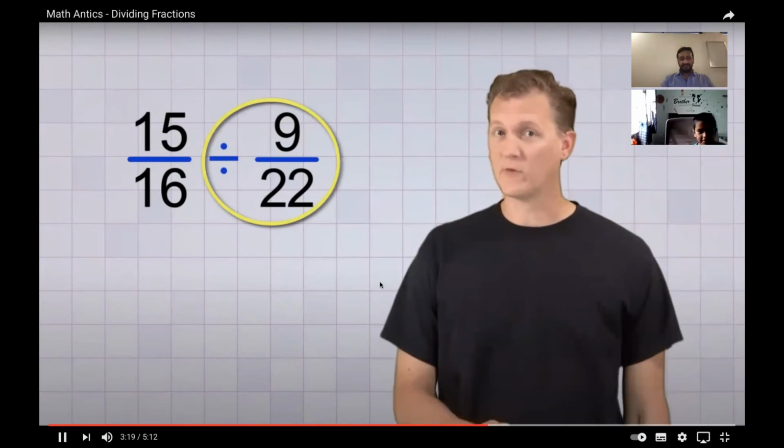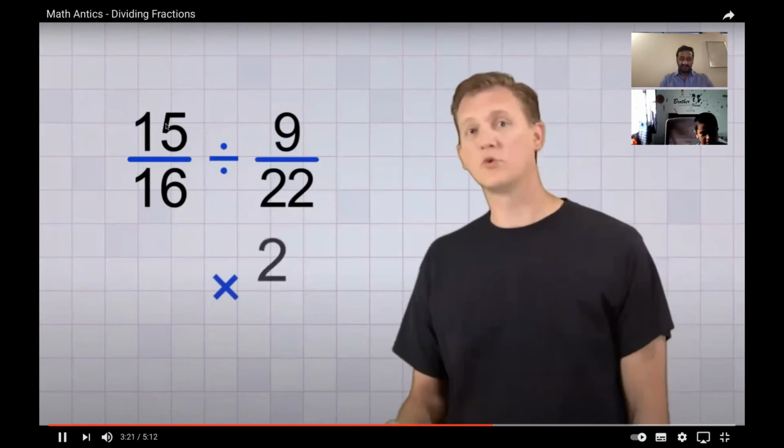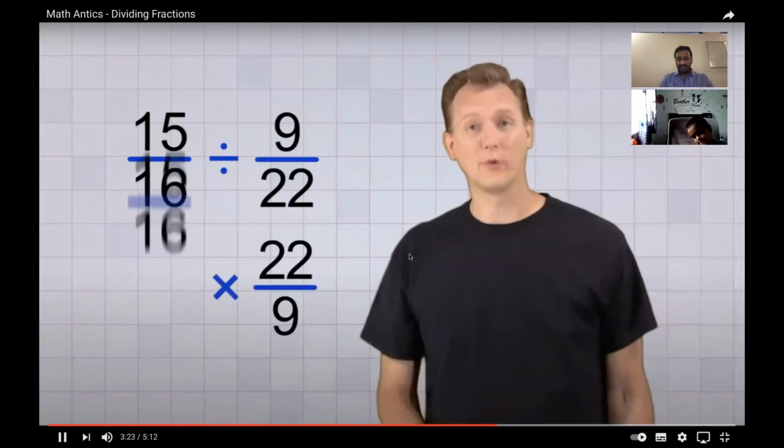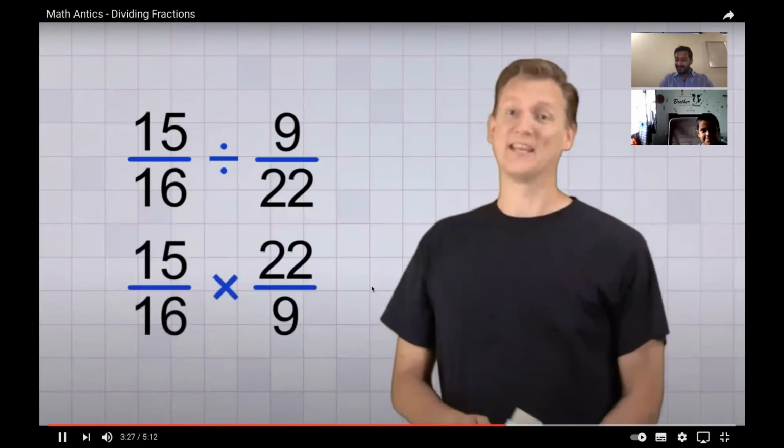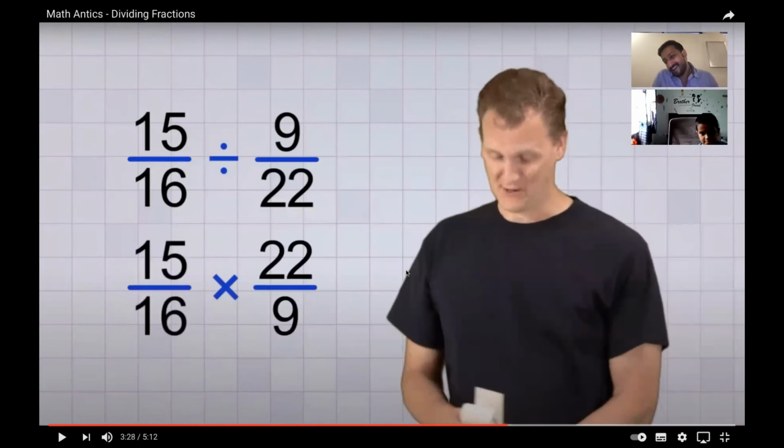Again, the first thing we want to do is change the division to multiplication by the reciprocal: 15 over 16 times 20 over 9. Now all we have to do is multiply. But since these numbers are kind of big, I'm going to use my calculator to help.